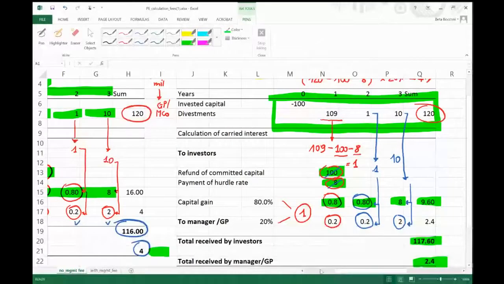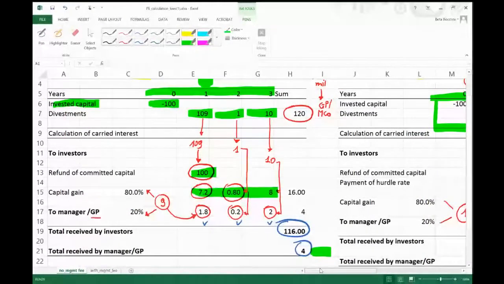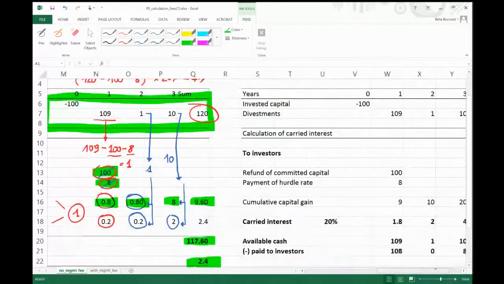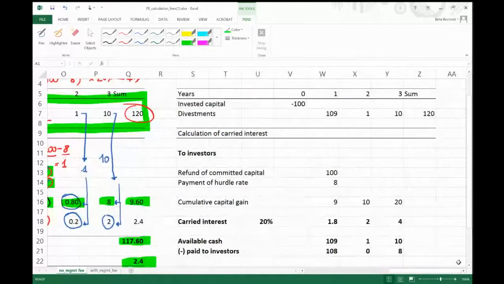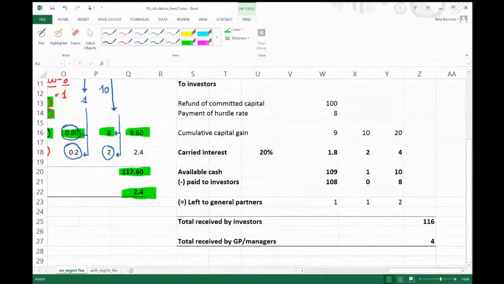If you look back at the first example, it was telling you that 116 and 4 million were paid to the limited partners and general partners with a simple carried interest. And also in this case, you have the same numbers, because also in this case, you pay 116 and 4. So from the point of view of total quantities, the amount is the same.